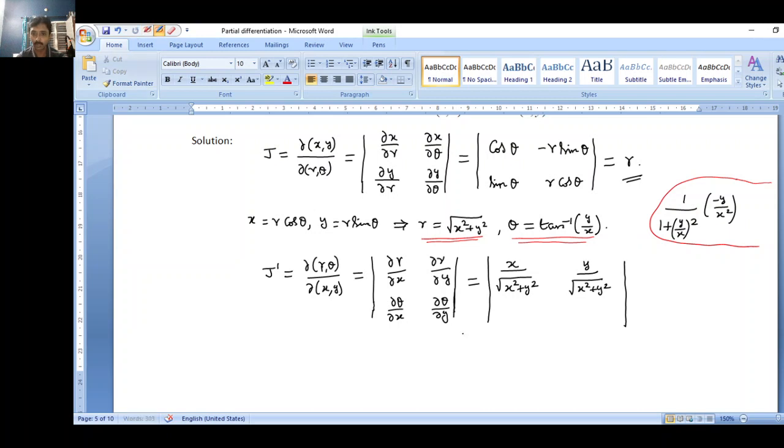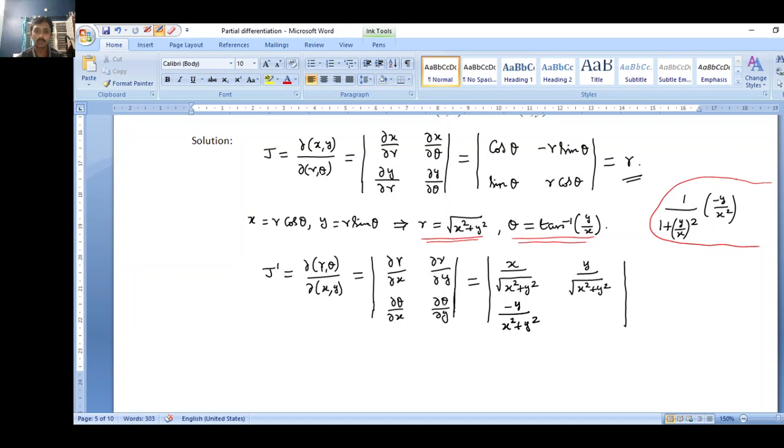So I will write the simplified version of this. In this, if you take the LCM here, this will give you x square plus y square, and that x square will get cancelled off with this x square. So you will be finally left with minus y by x square plus y square, right? That is ∂θ/∂x.